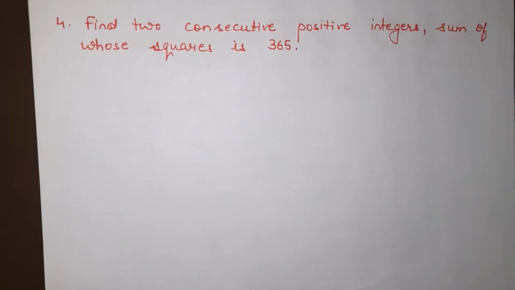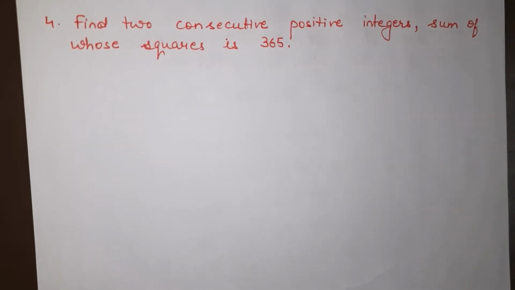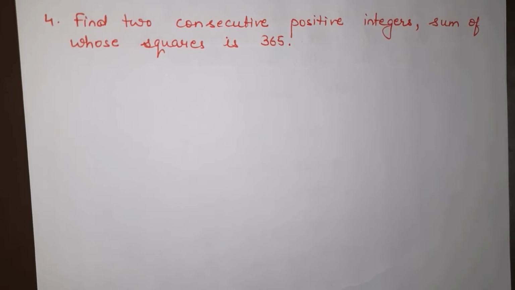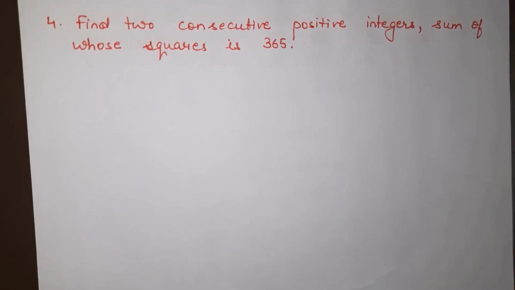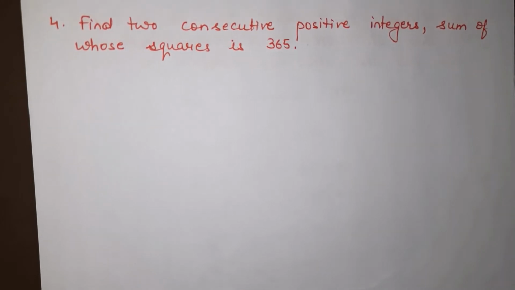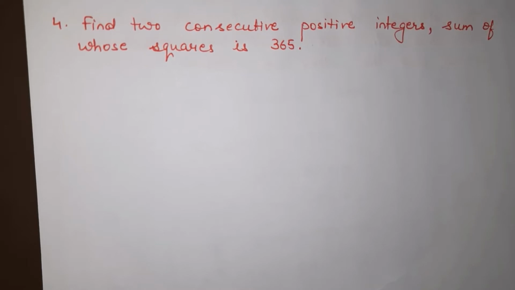Now let us solve question number 4. Find two consecutive positive integers, sum of whose squares is 365. Now by consecutive positive integers, we mean the numbers that are coming together. For example, 10 and 11 are consecutive numbers. 15 and 16 are consecutive numbers.